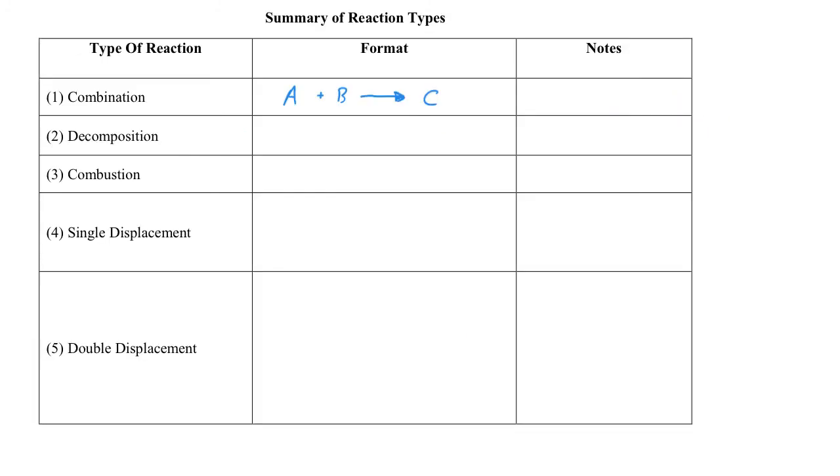Now, before we write any other notes about special things about combination, let's look at decomposition first, and combustion also. So a decomposition reaction is actually the exact opposite of a combination. It's just exactly the opposite. So instead of A and B turning into C, we have C turning into A and B. So instead of putting stuff together, we're making stuff fall apart or break apart. Okay, so one of my notes for decomposition is that decomposition is the opposite of combination.